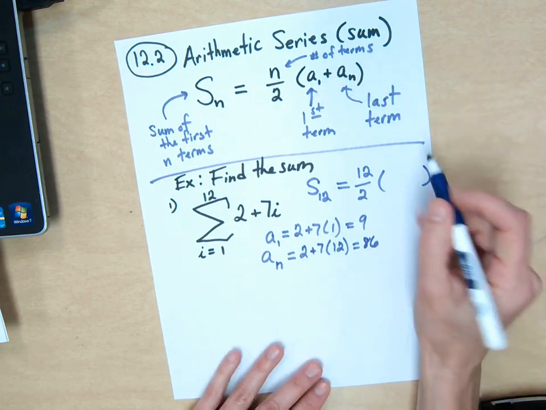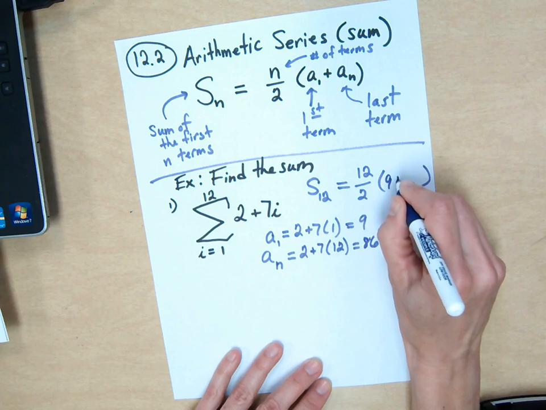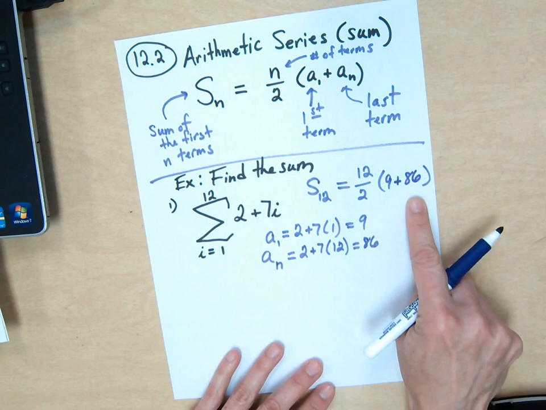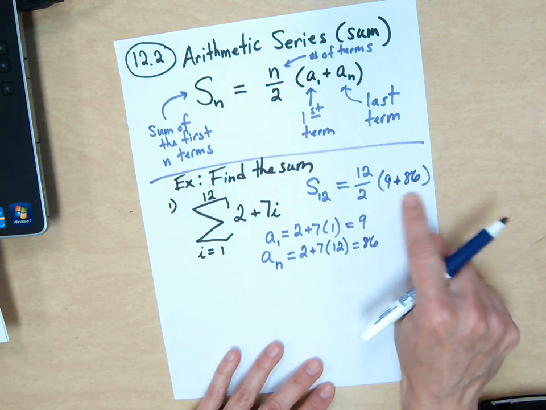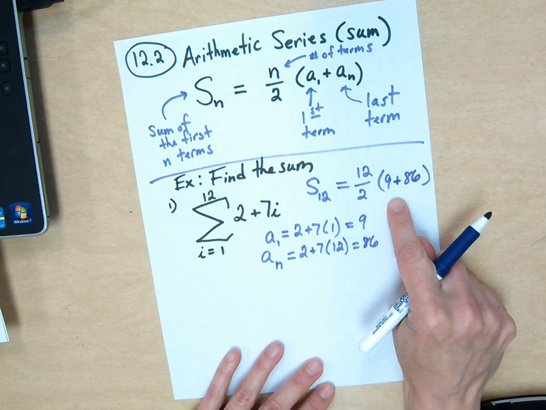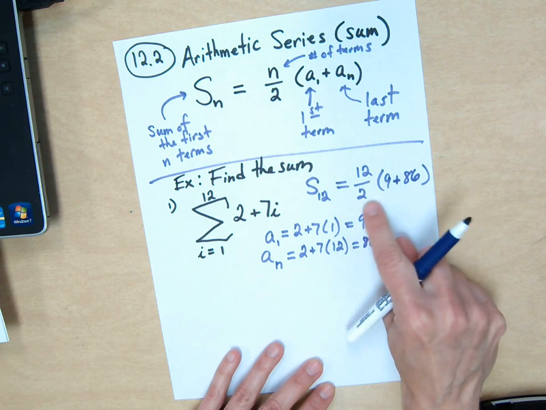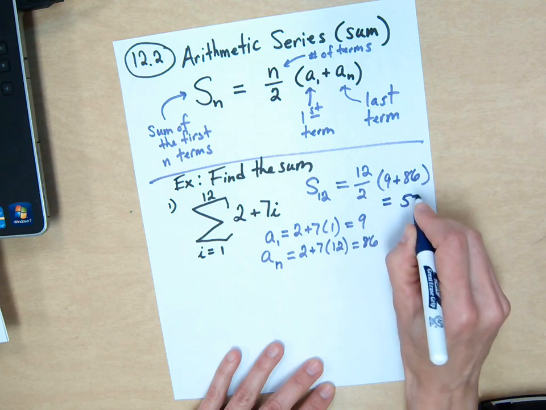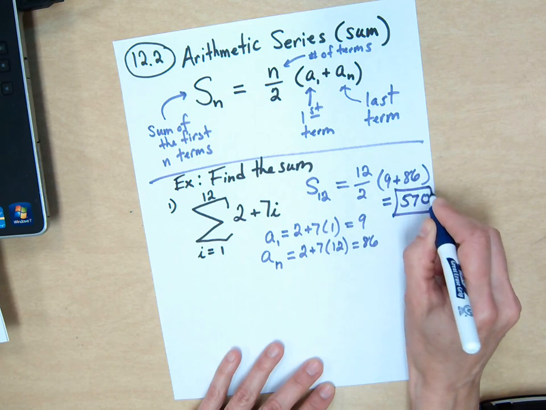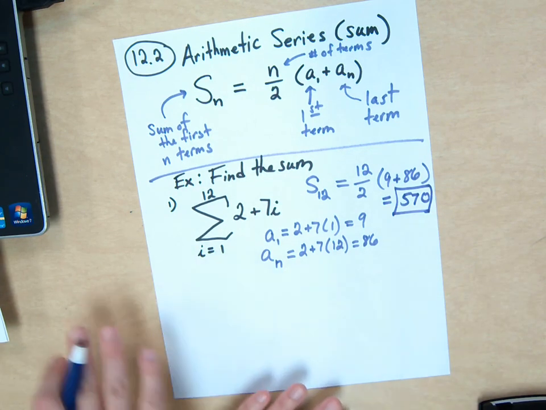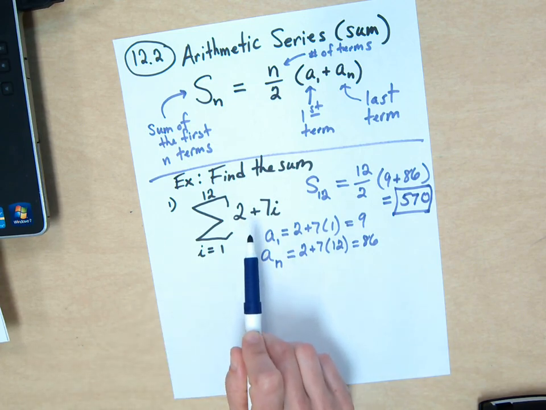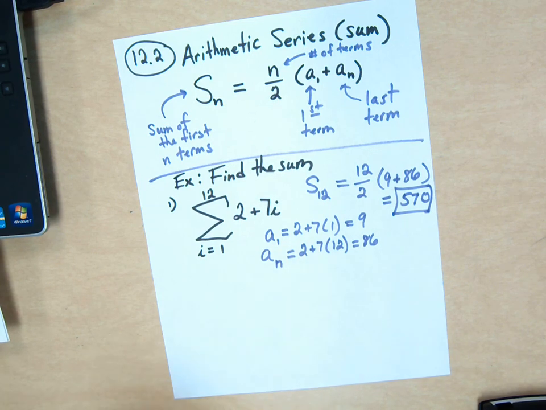First term plus last term, so we just go 9 plus 86. And you have to evaluate this correctly. The order of operations, you do parentheses first. Okay? And then you divide, and then you multiply them together. So just be careful that you do that correctly on your calculator. You should get 570 as the sum. That is the sum of all the terms in the series, and there are 12 of them. Otherwise you would have to expand this whole thing and write out 12 terms and then add them up. That's too much work.